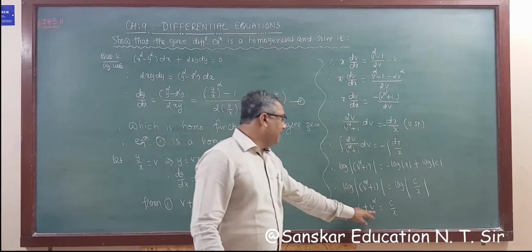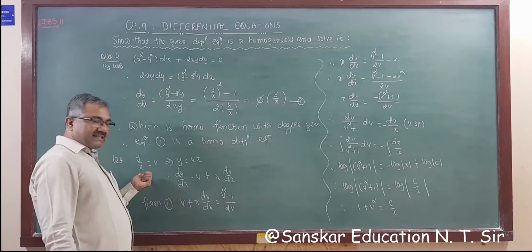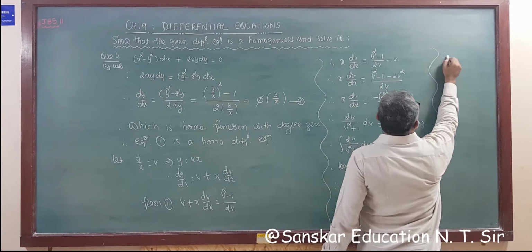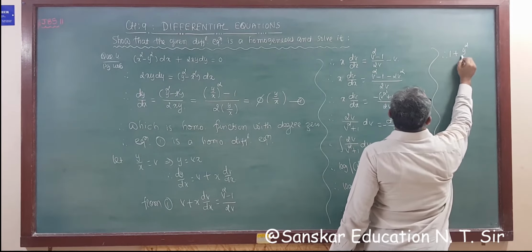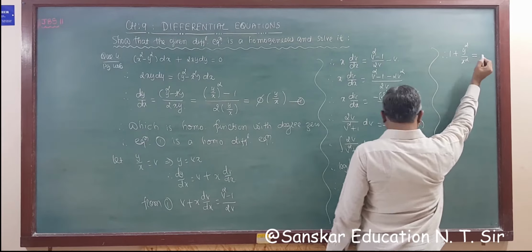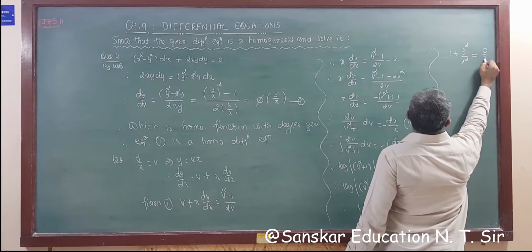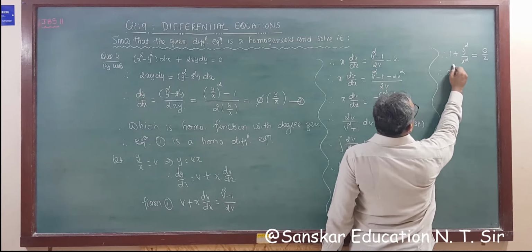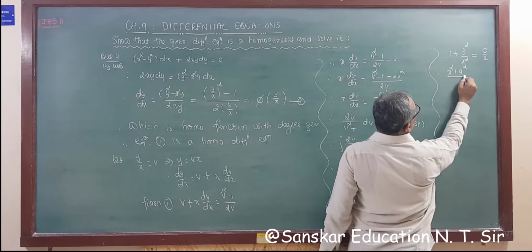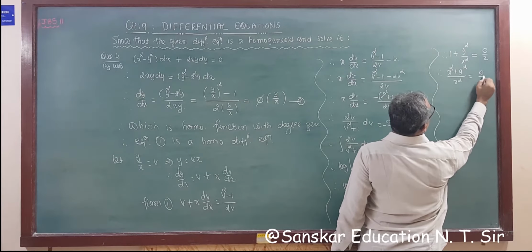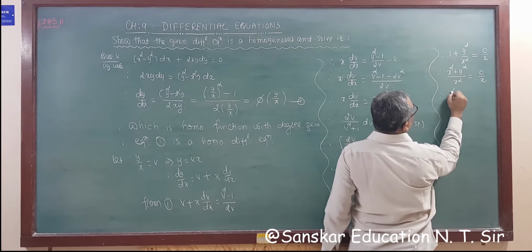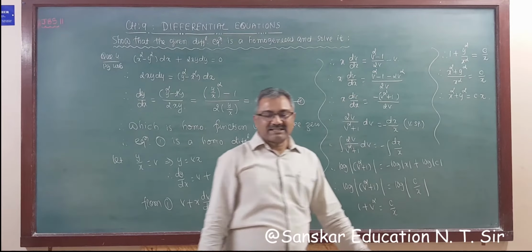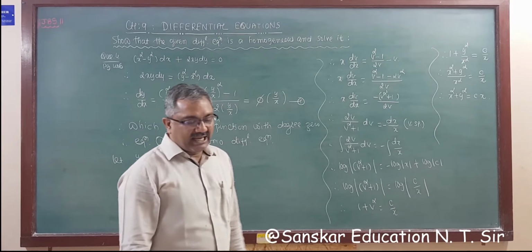Now replacing v by y by x, we get 1 plus y square by x square is equal to c upon x. Taking x square LCM, we get (x square plus y square) upon x square is equal to c by x. That is x square plus y square is equal to cx. x square plus y square is equal to cx, right?